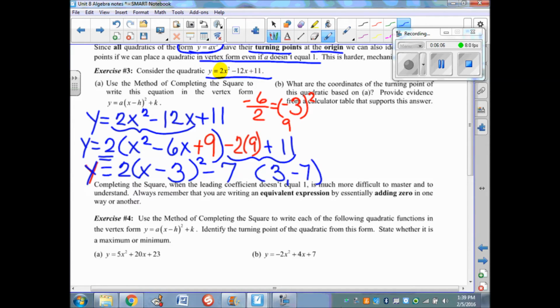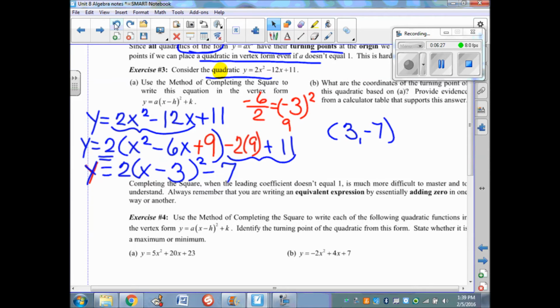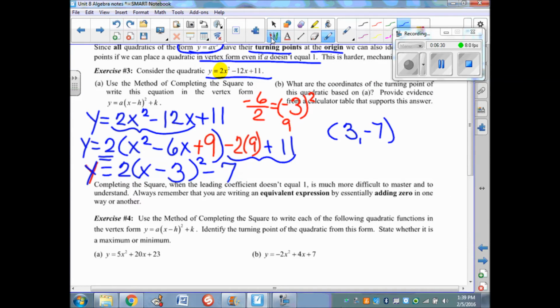So, part B says, what are the coordinates of the turning point of this quadratic based on A? And I'm just going to shift that over because we just answered that. And it says, provide evidence from the calculator table that supports this answer. So what you're going to do on your own is go to your calculator and generate a table. And right in the center of your table is going to be that turning point. Okay? So you're going to do that on your own.